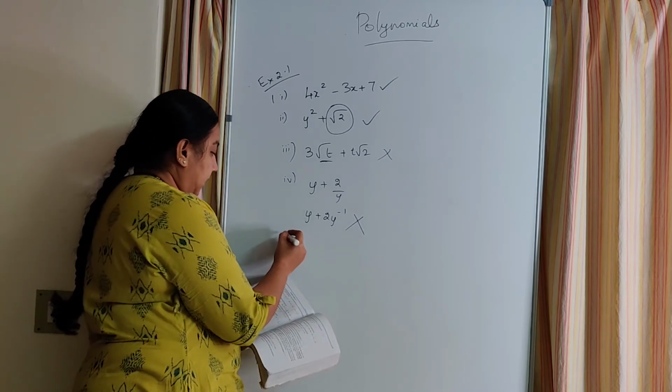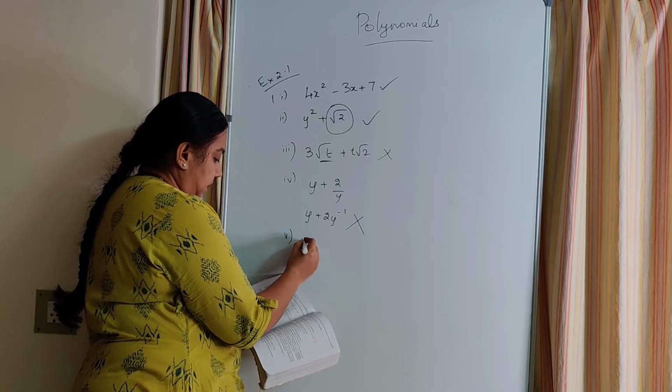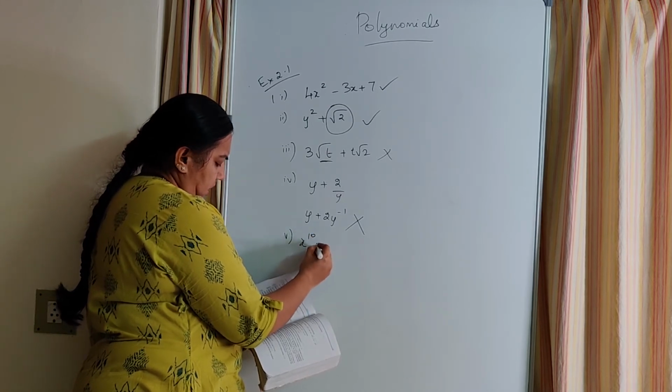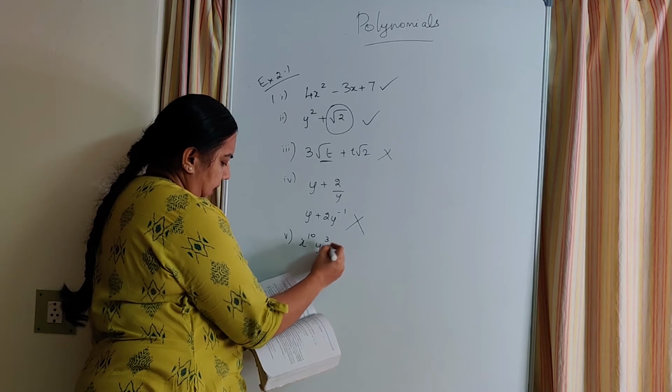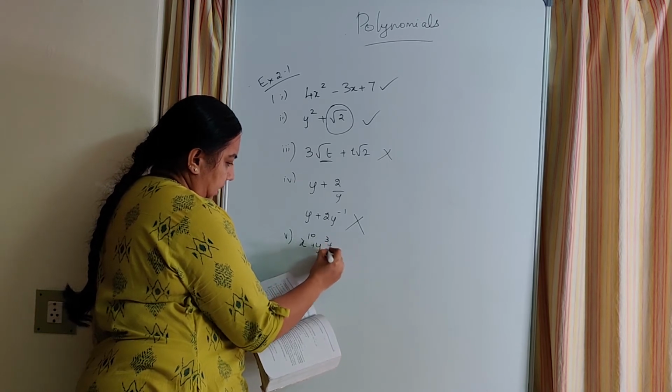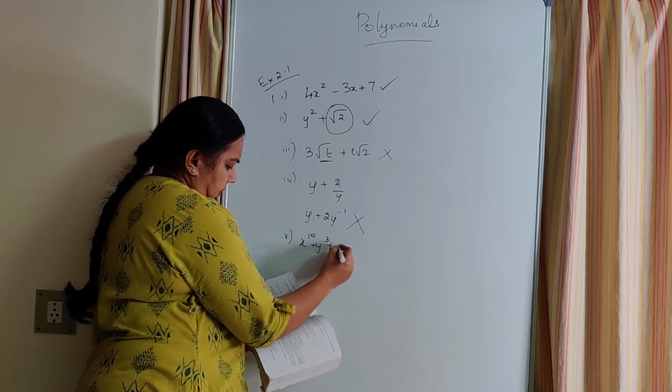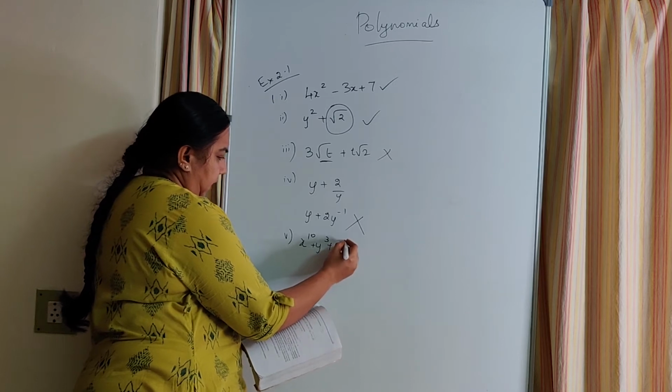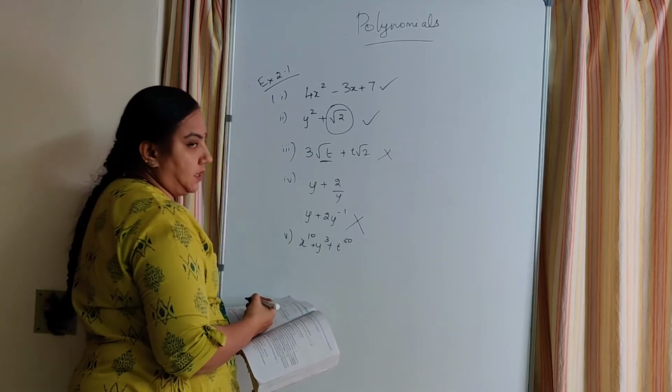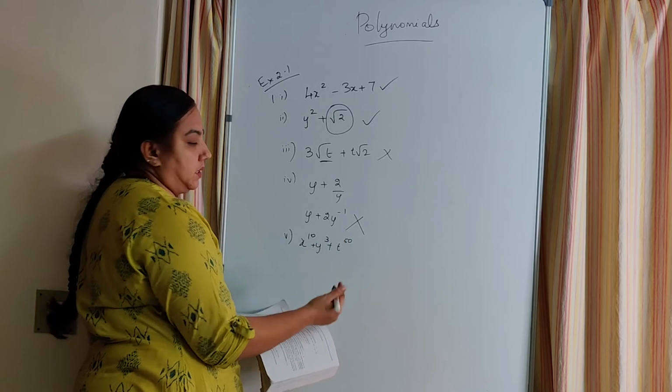Then the fifth sum, x power 10, y power 3 and t power 50. Is this a polynomial? Yes, this is a polynomial, but it has two variables, that's it.